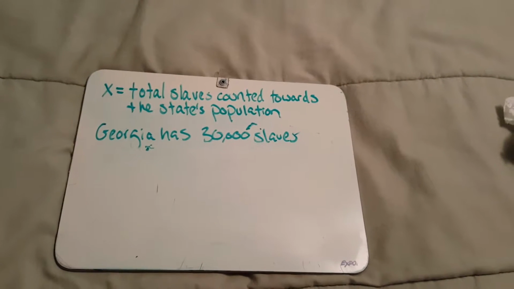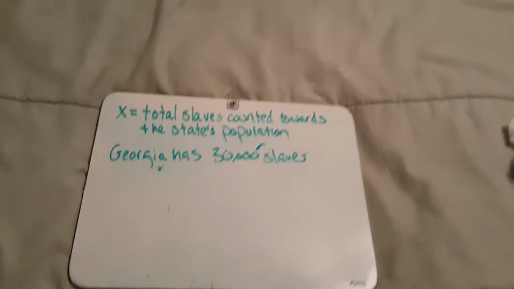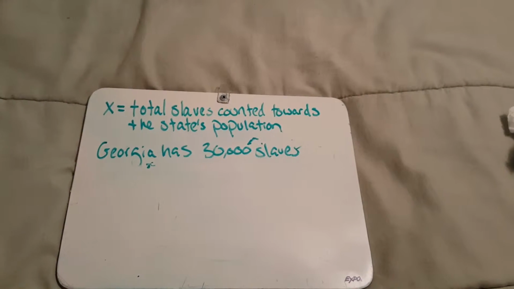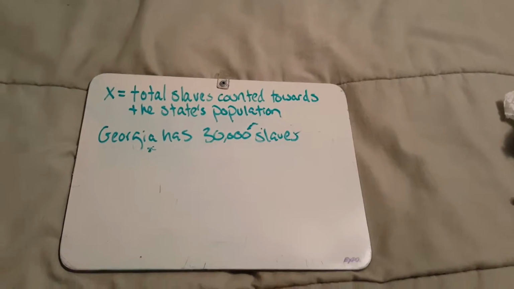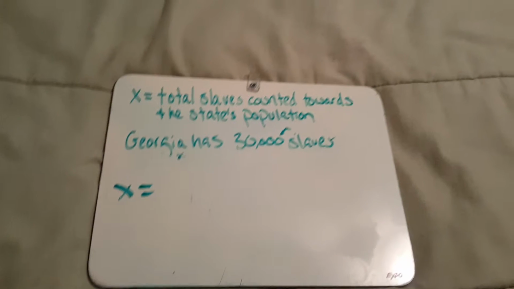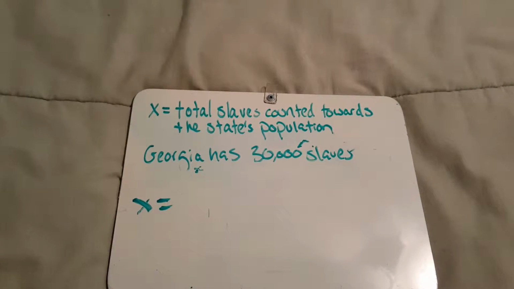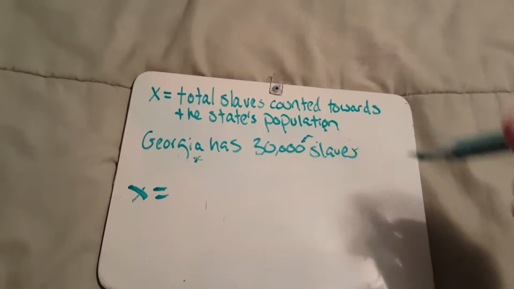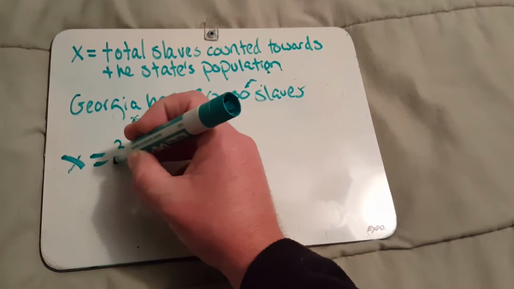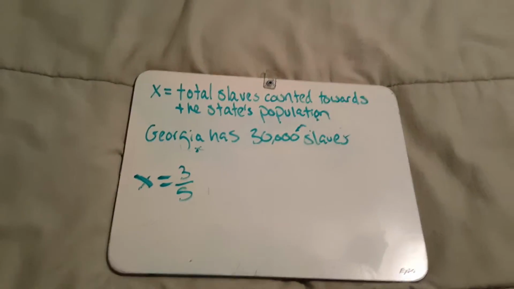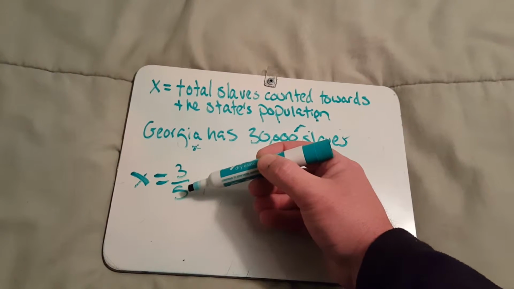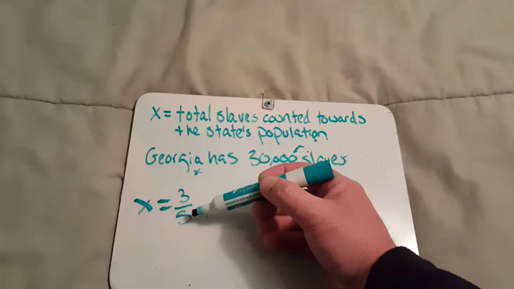Because remember, the House of Representatives gets the amount of representatives that serve there proportional to the state's total population. So, we need to find out X. And X is the total amount of slaves that are going to be counted towards the state's population. So if you remember from prior activity, the Continental Congress came up with this little thing called the 3/5 clause. 3 out of every 5 slaves will be counted towards the state's total population.